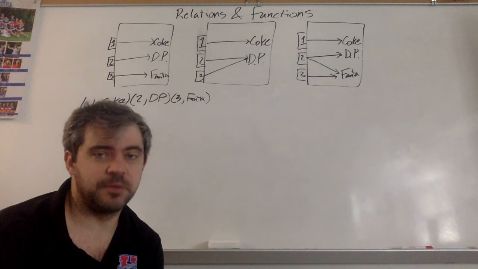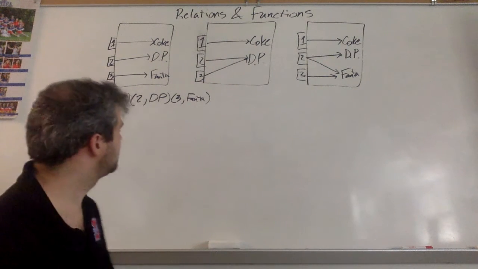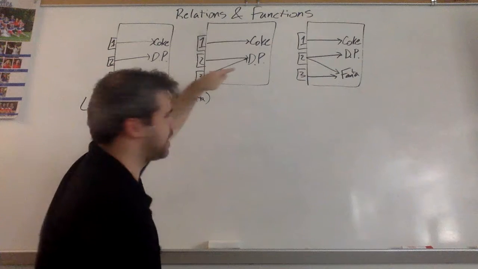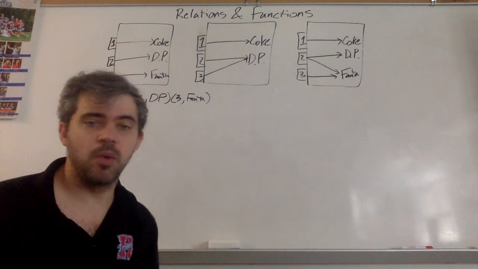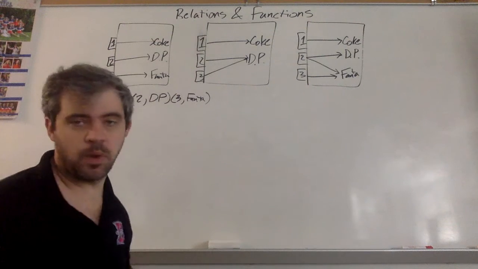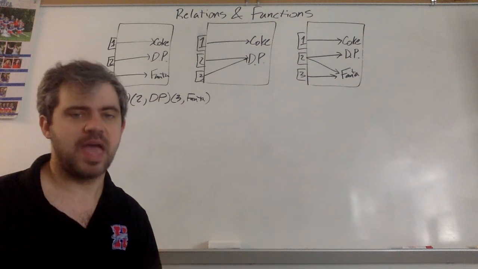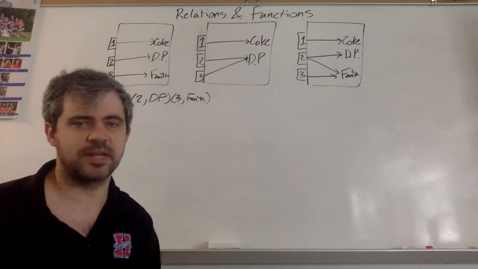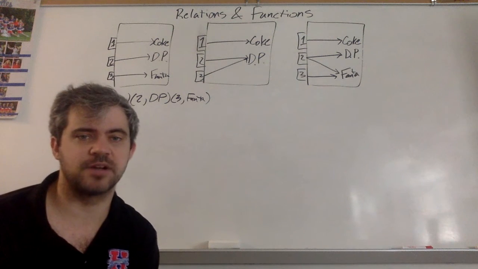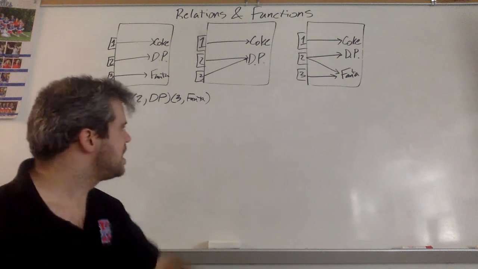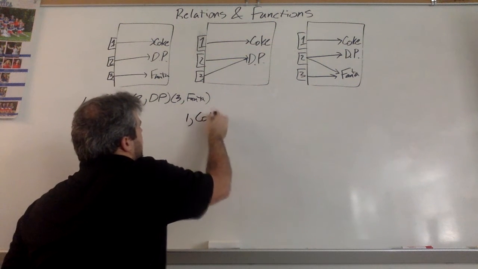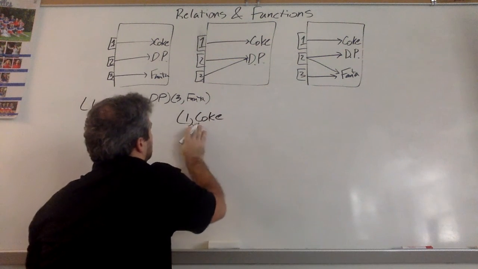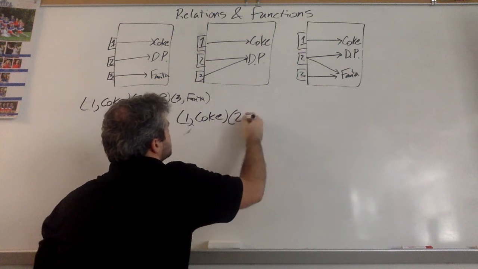It is a viable vending machine because, yes, both of these buttons get us Dr. Pepper, but if we push a button, we know what we're going to get. If we push the one button, we know we're getting Coke. If we push two, we know we're getting a Dr. Pepper, and three, we're getting a Dr. Pepper as well. Now, the ordered pairs would look like this.